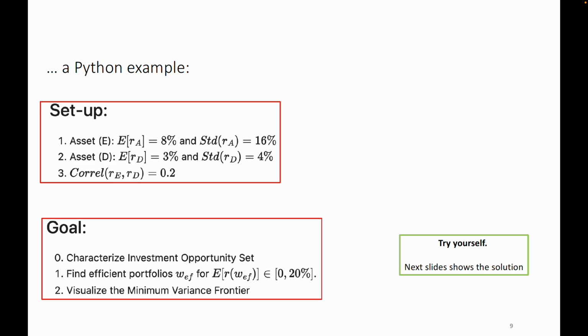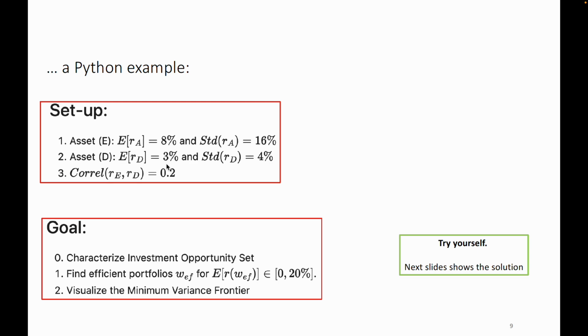Now let's start with one example. Let's assume we have two assets. I tried to mimic the picture from last class, from the textbook. We had a bond fund D, where D stands for debt, and E is an equity fund. I assume equity has an expected return of 8% and a standard deviation of 16%. This is also called the volatility of returns. And the debt fund has a 3% expected return.